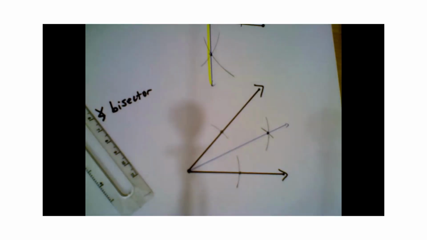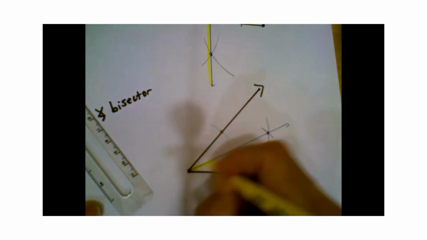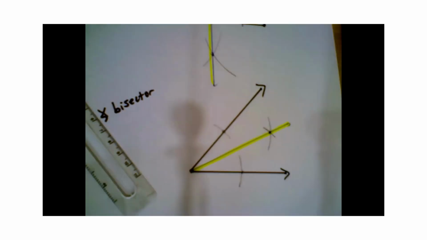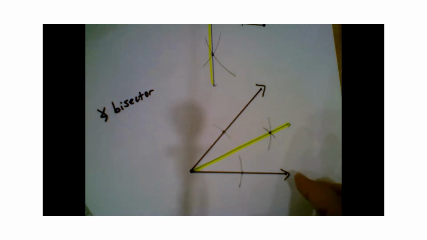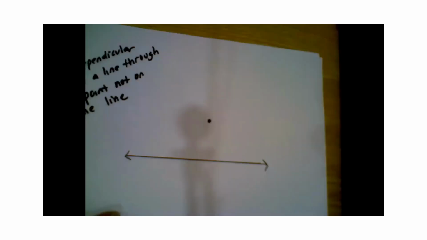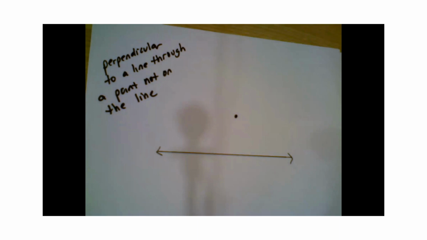So once again, that is the angle bisector. Okay, angle bisector. So I wanted to review that construction with you. Another construction that I wanted to review with you before we proceed is the perpendicular to a line through a point that is not on the line. Again, we reviewed this last week.